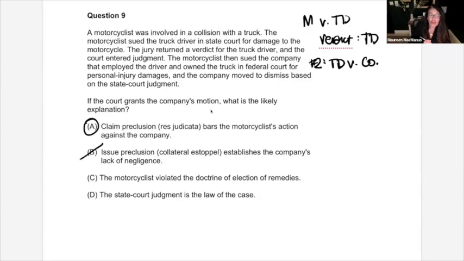C, the motorcyclist violated the doctrine of election of remedies. This is just not what applies here. You have to know what election of remedies is. People often pick something that they're like, oh, I know that. It's familiar, but I don't know why.